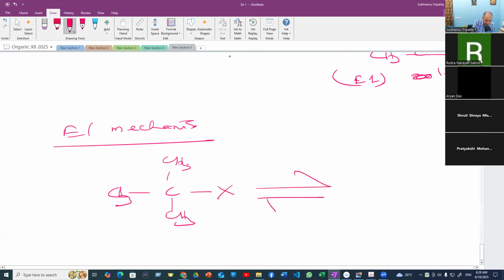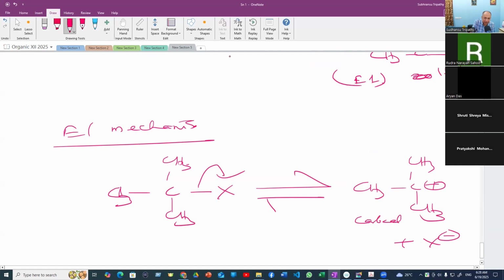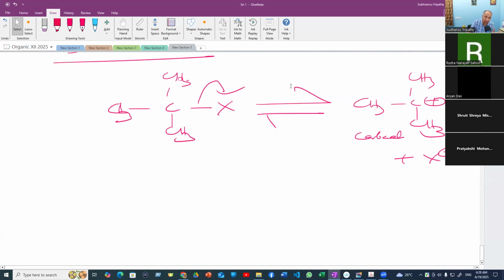First, the rate determining step is the removal of the X minus, you get a carbocation. And if there is a chiral center here, different groups, then you will have a racemization. But here the question of racemization doesn't arise, because we are looking for the minor product and how it goes in E1 mechanism.